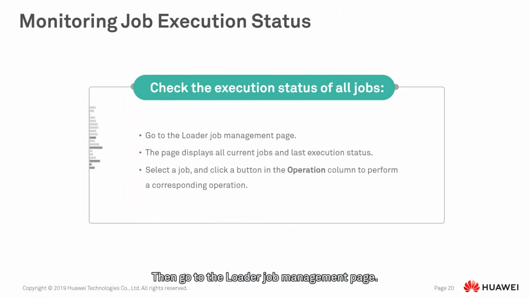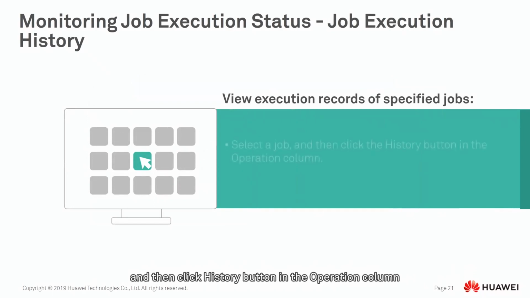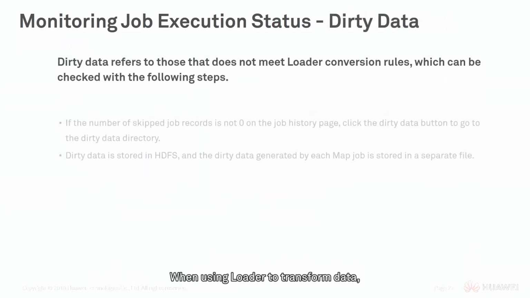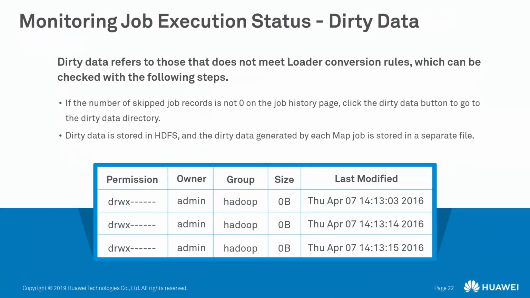Then go to the Loader Job Management page. This page displays all current jobs and last execution status. Select a job and click History button in the operation column so that we can view execution records of specified jobs. When using Loader to transform data, if data does not meet the Loader conversion rules, we call it dirty data. Users can check on the job history page, and dirty data is stored in HDFS.